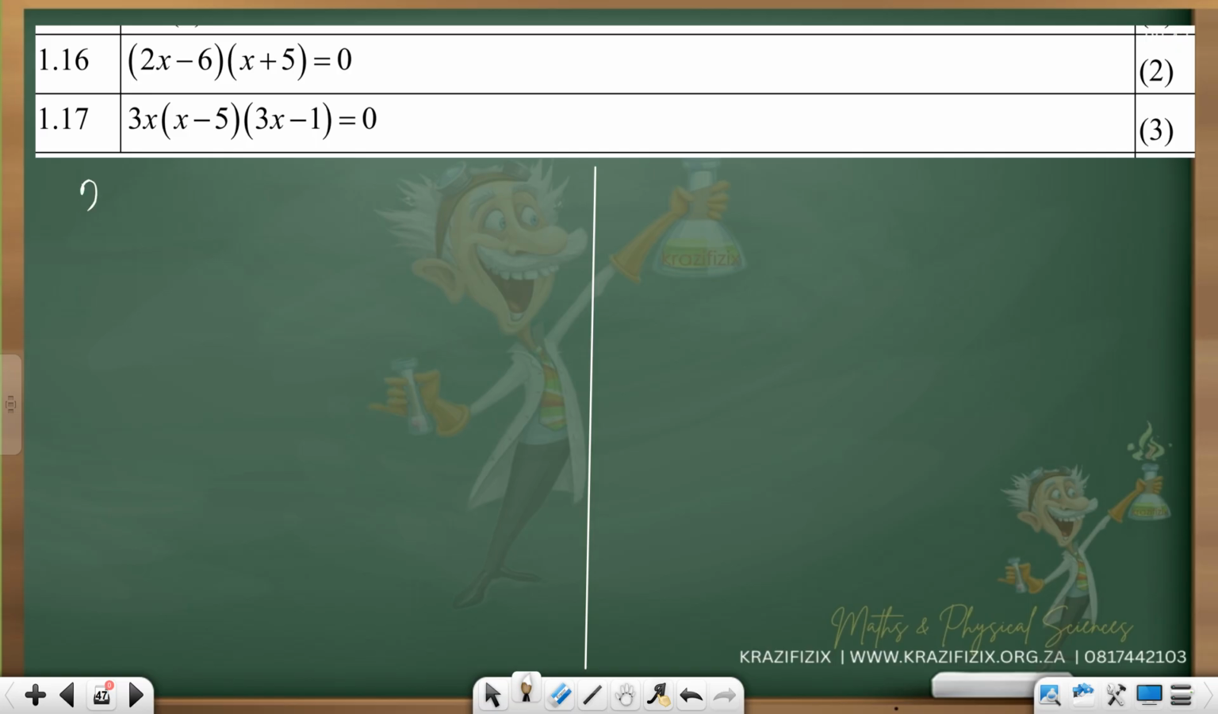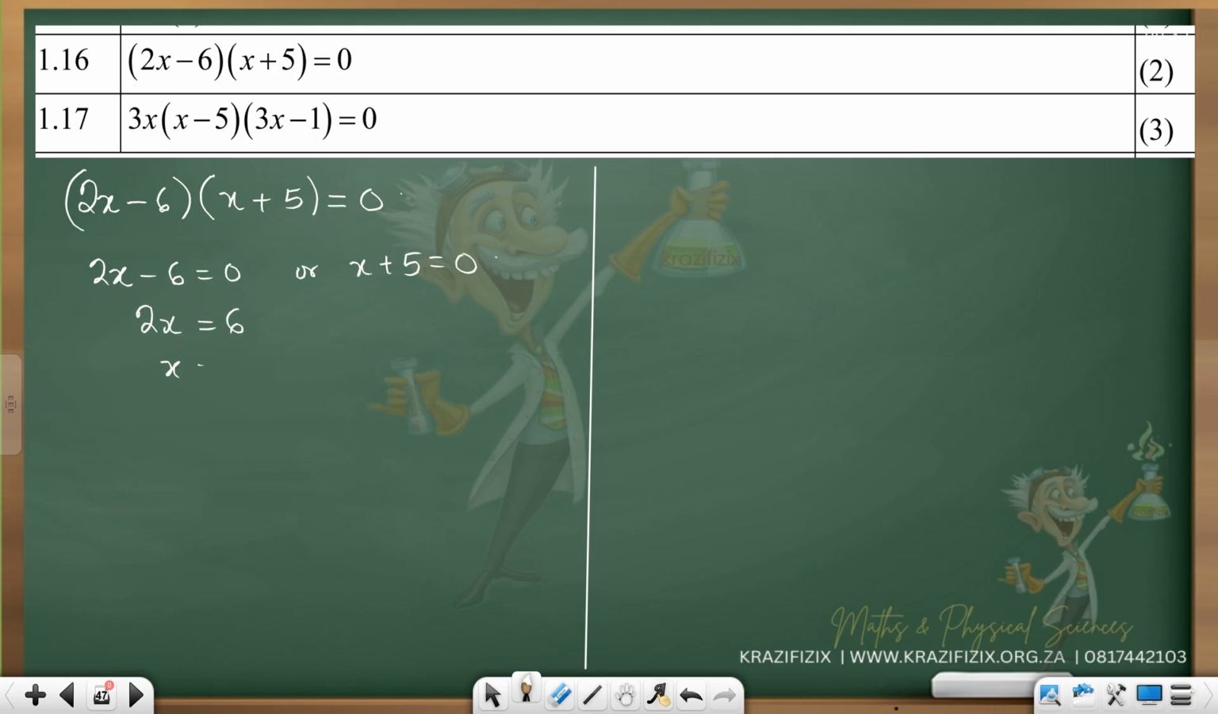All right, look at the first one. 2x minus 6. There is no need to expand this anymore. Why? The right-hand side is already 0. So 2x minus 6 equals 0, or x plus 5 equals 0. So 2x is equal to 6, or x is equal to negative 5. Case closed. We are done there.